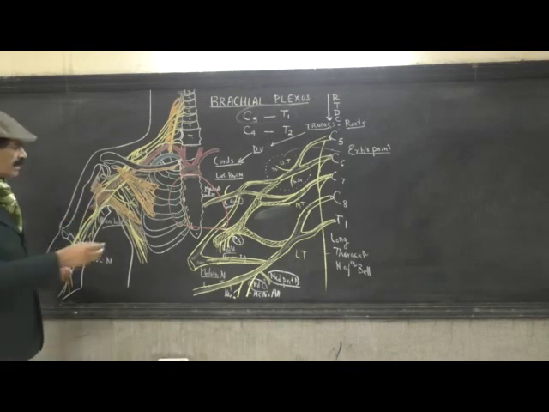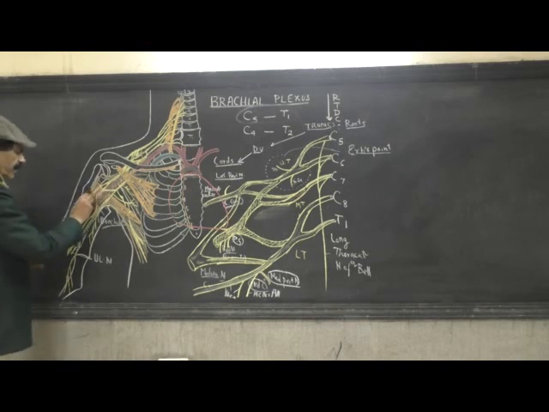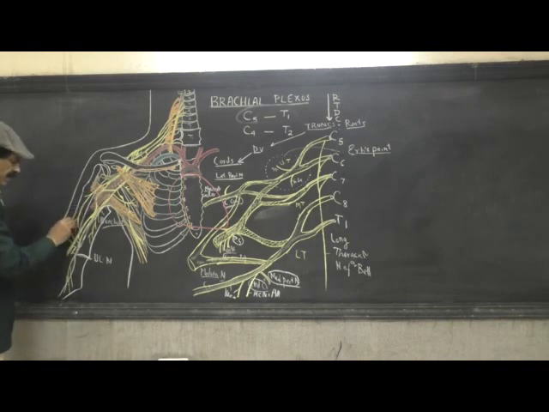It supplies the muscles: the biceps, coracobrachialis, and medial half of the brachialis muscle. After supplying these muscles, the nerve continues laterally below the skin and enters the forearm to supply the skin of the lateral part of the forearm. This is called the lateral cutaneous nerve of the forearm. That's why it's called musculocutaneous.